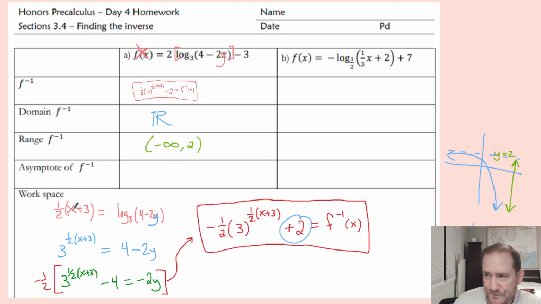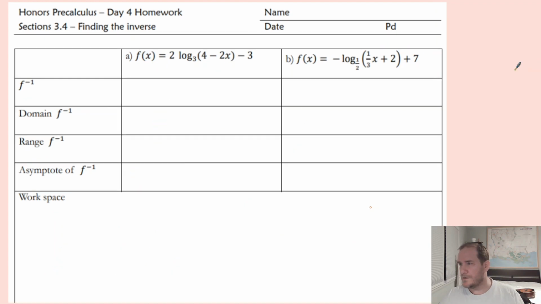So that's our range. And for the asymptote, I kind of gave that away too. For an exponential function, it's going to be a horizontal asymptote. It's going to occur at y equals basically whatever this vertical shift is. So there, that one's done. The next one should be similar. So let's do it.